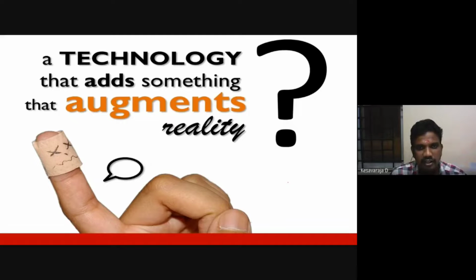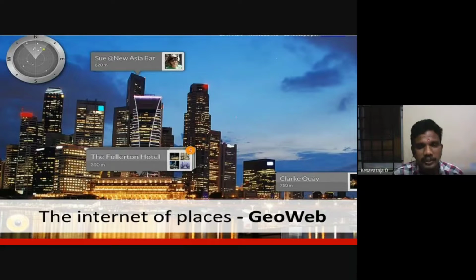Augmented reality is a technology that augments some additional information about the real world. So that will be called augmented reality. It provides some additional information about the real world. That's what augments means. For example, a picture may be worth 1,000 words, so you can extract those 1,000 words from the picture.